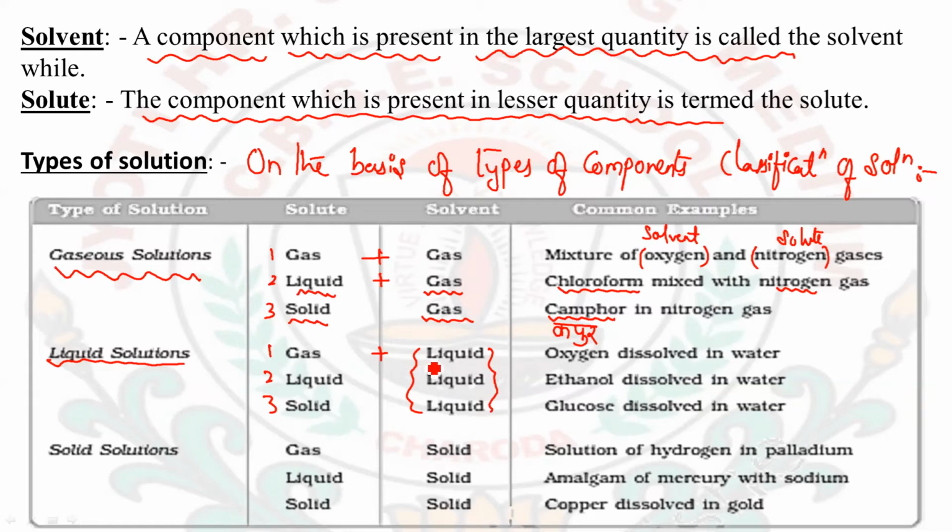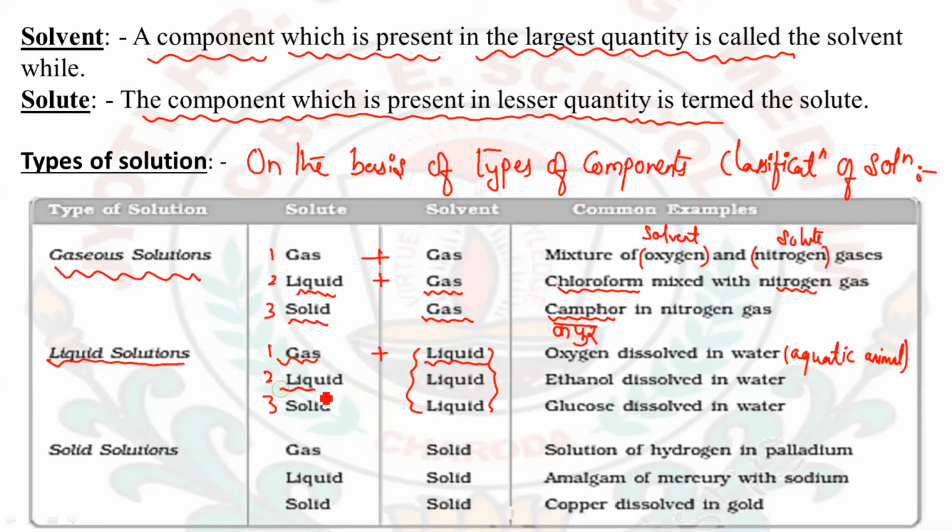So gas plus liquid, the example here can be oxygen dissolved in water, which is necessary for your aquatic animals. The oxygen which is dissolved in water is a good example for your gas plus liquid example, where gas is acting as a solute and water is acting as a solvent here. Oxygen gas is acting as a solute here.